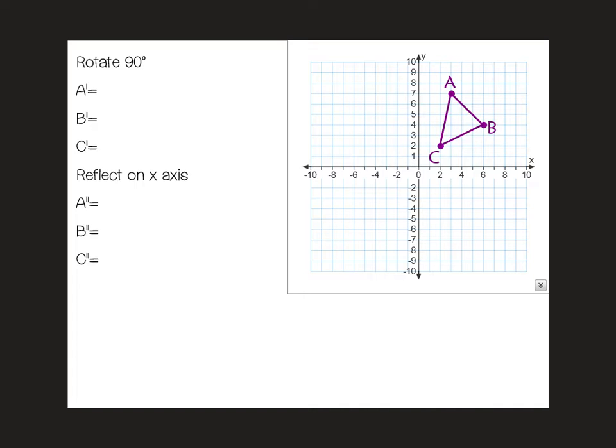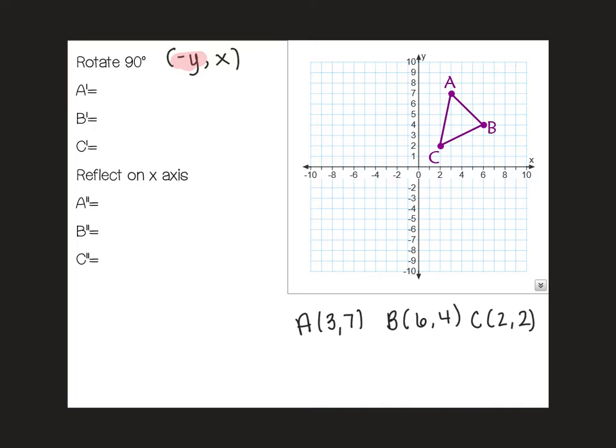First, I would want to write down my original points. So A is at 3, 7, B is at 6, 4, and C is at 2, 2. Then I want to use these points to rotate 90 degrees. Remember the rule for 90 degrees is negative y, x. So we're switching the x and y coordinate and we're changing the sign of the first one.